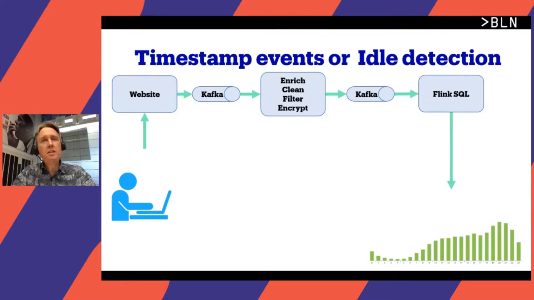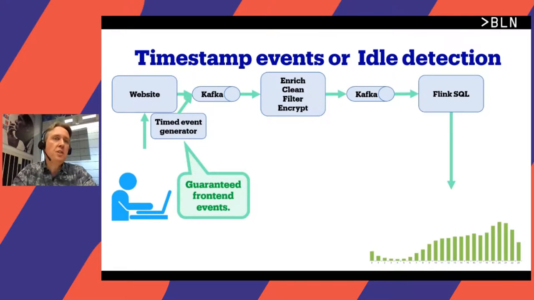So if I look back at this drawing, what we have now is, next to our website, ready to feed the data into Kafka, a timed event generator, which produces essentially guaranteed front-end events. It's a very simple thing that runs in Kubernetes. And if it's not there, it's not too much of a problem, because it's automatically restarted within seconds.